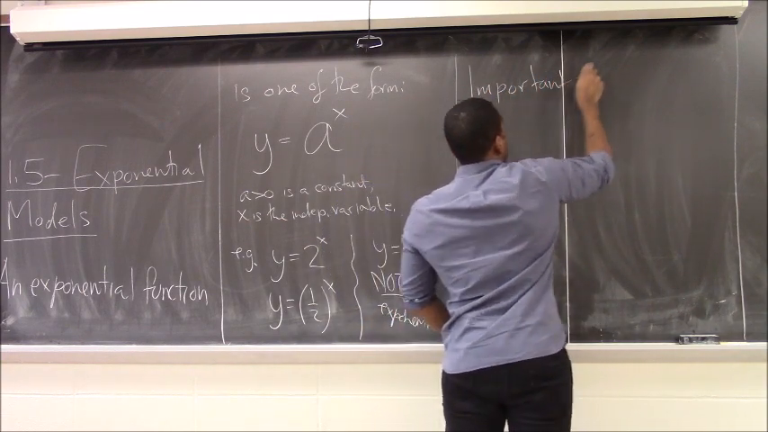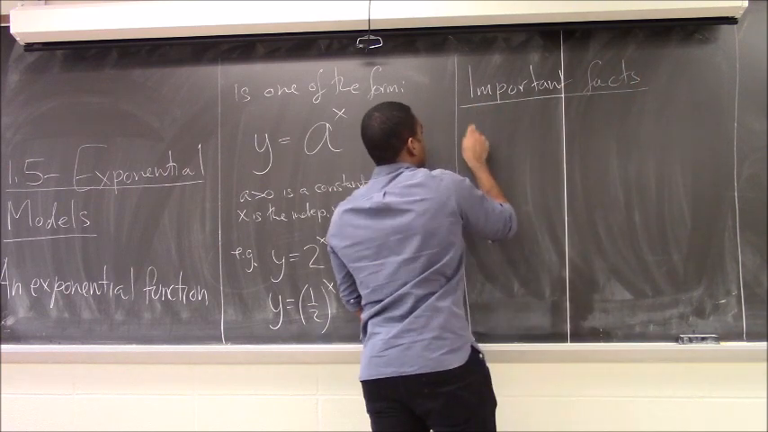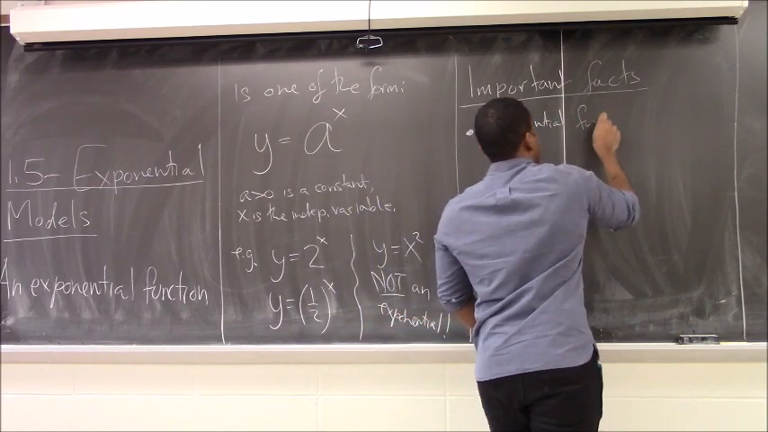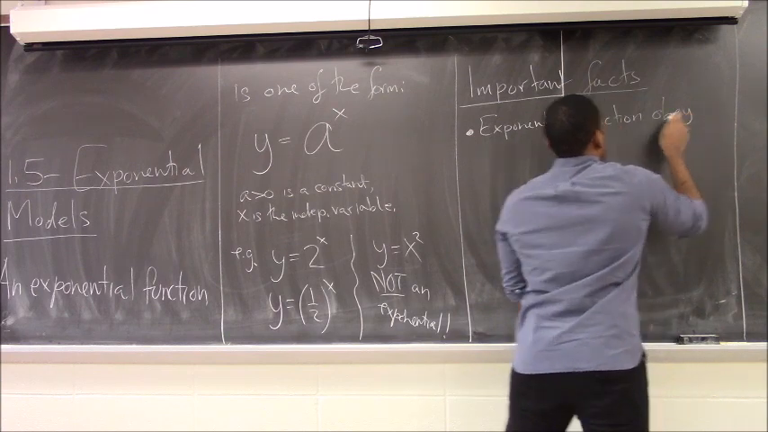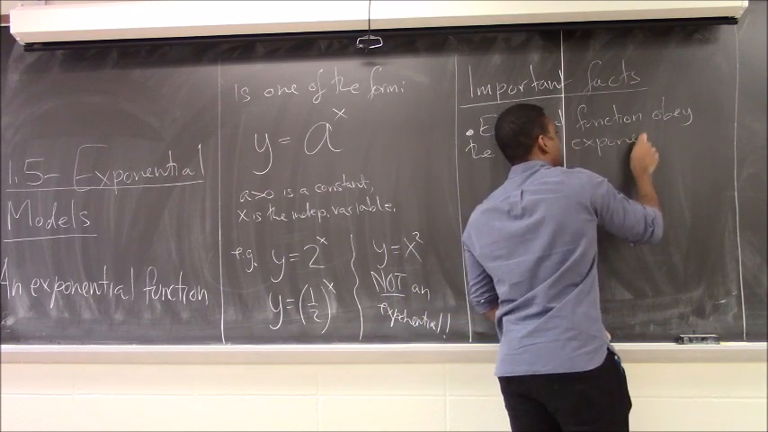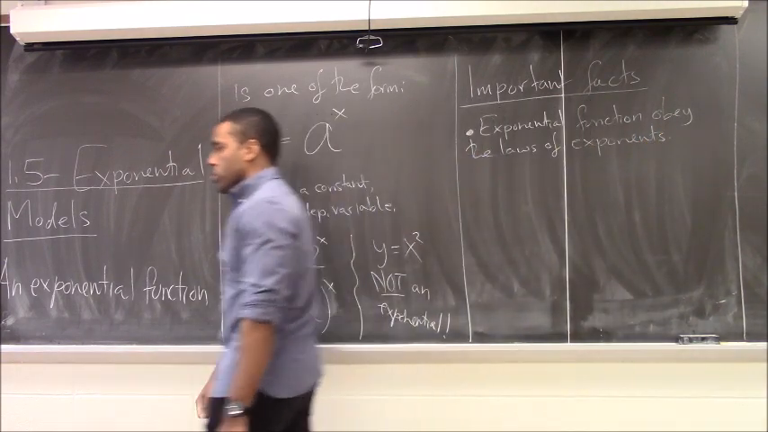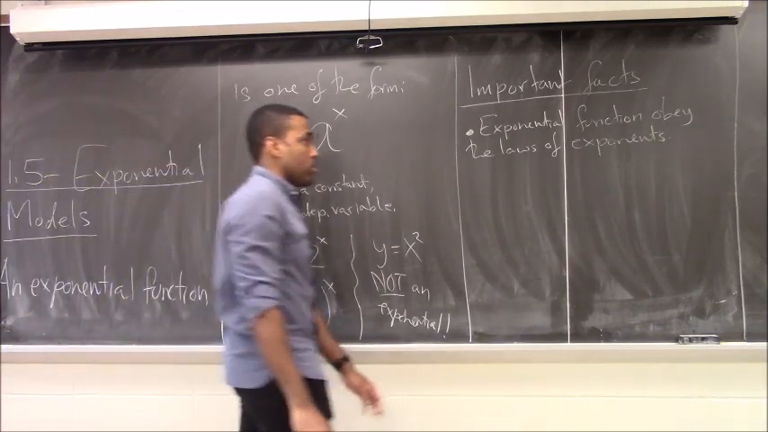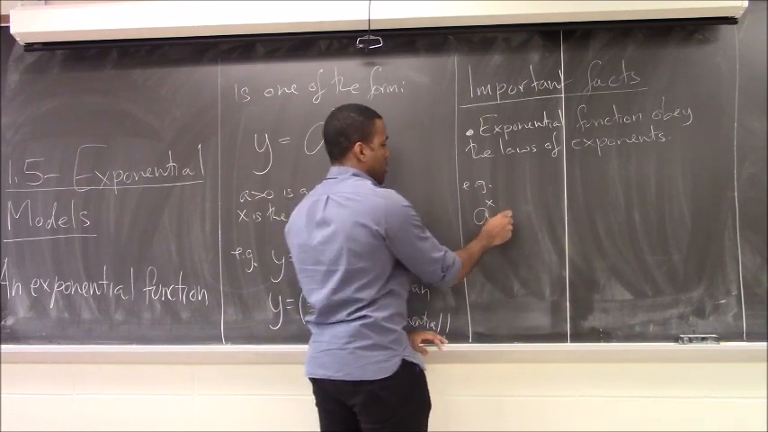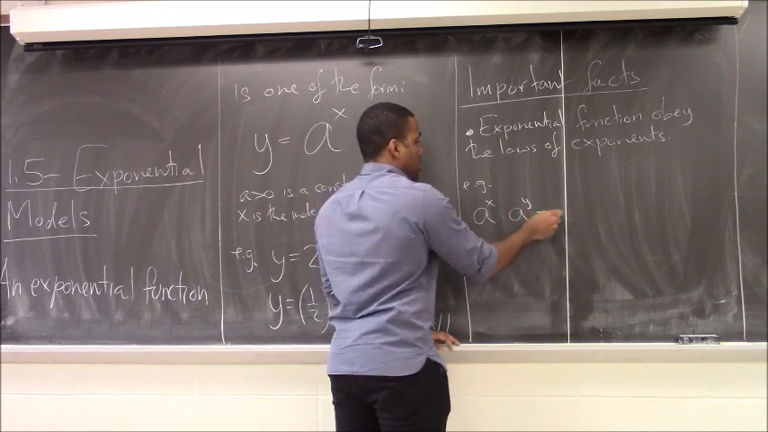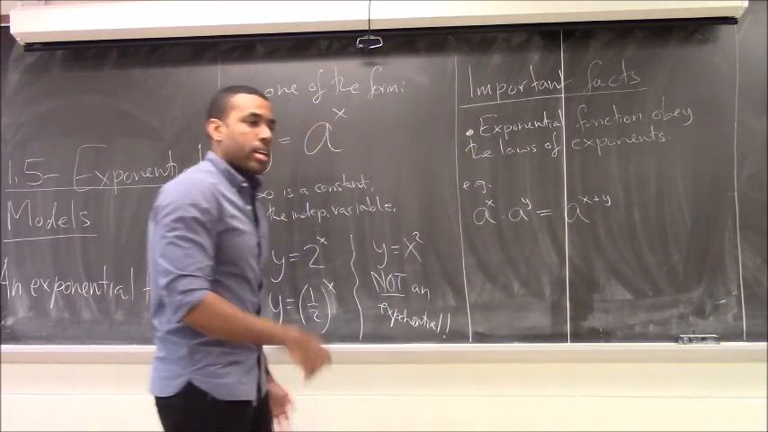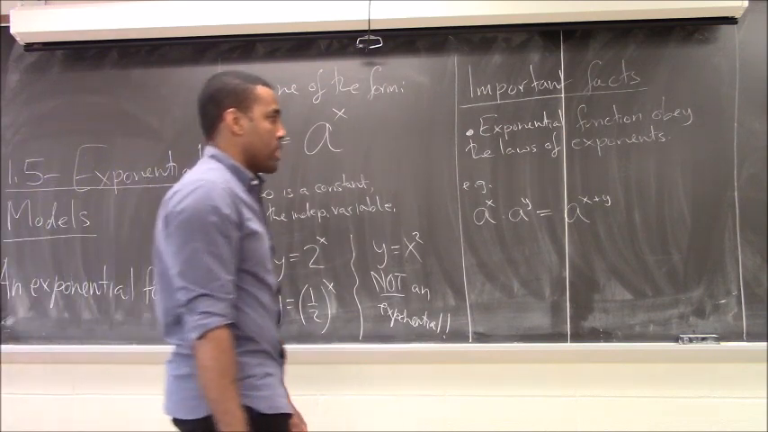Let's do some important facts. 1. Exponential functions obey the laws of exponents. So all the rules for the laws of exponents apply to exponential functions. So for example, if I have one function where x is the independent variable and another function where y is the independent variable, then I can multiply these two functions together, and the result is I add the powers. Right? So I can get a new exponential function by multiplying two known exponential functions.